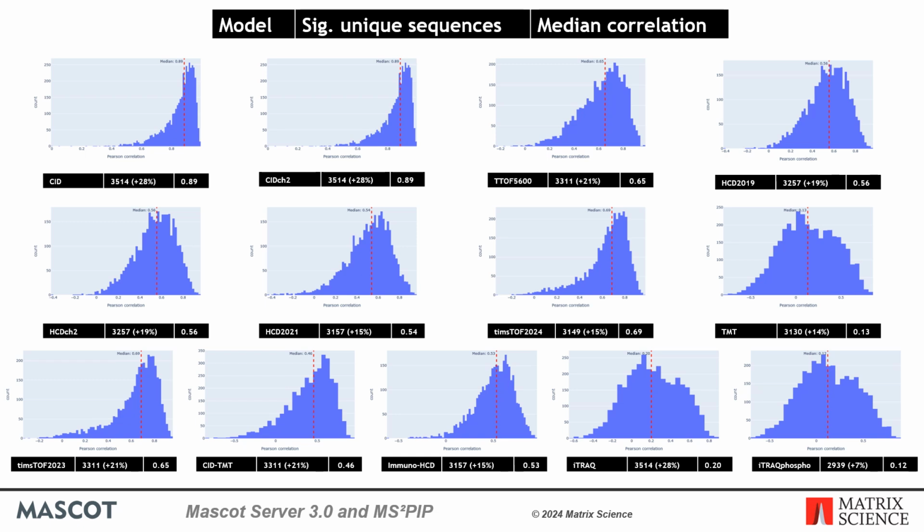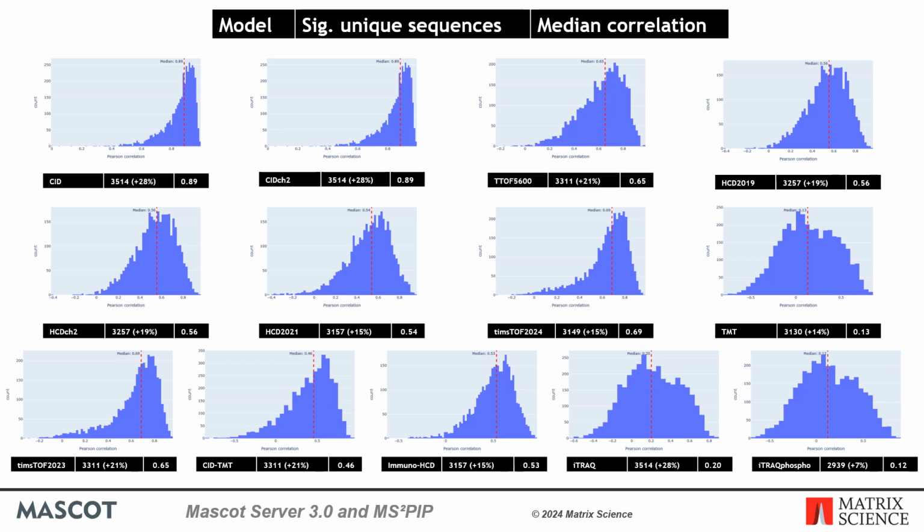The models are sorted by the improvement in significant sequences from the top left to the bottom right. Some models show a relatively poor median Pearson correlation coefficient, which still have a significant improvement in the number of sequences identified. This is because the Pearson correlation coefficient was probably not the major feature used by Percolator when rescoring the results. What we can see from this overview is that the models offer some improvement, but the further we go away from a straight CID model, the smaller the improvement is from the model.